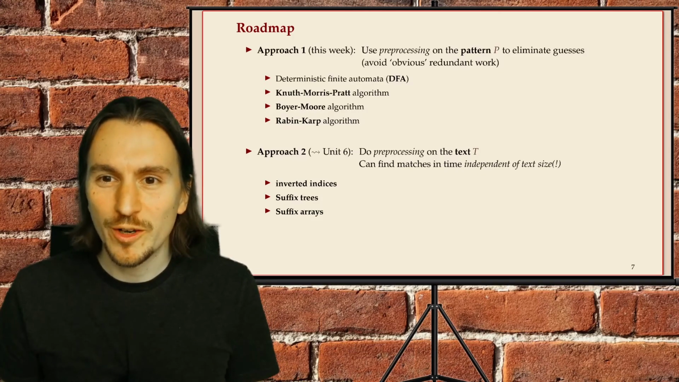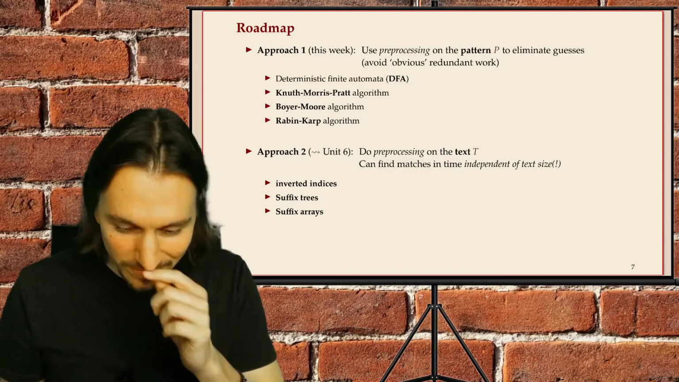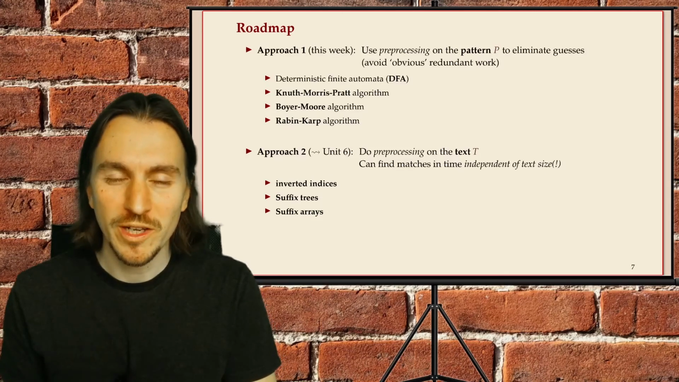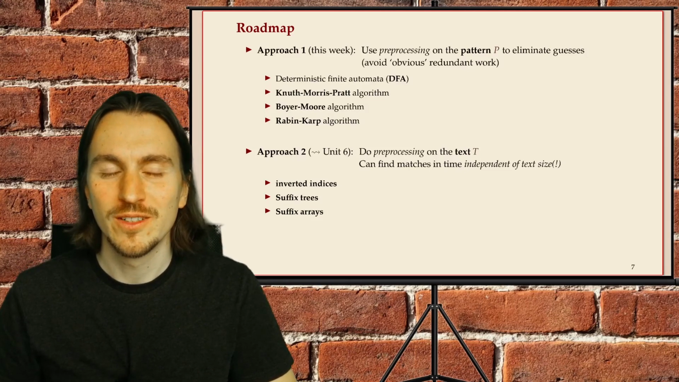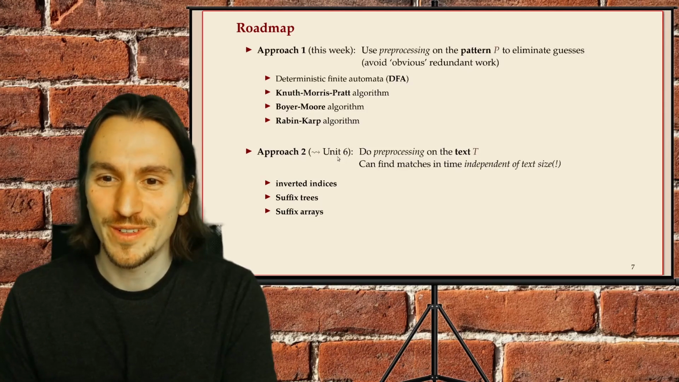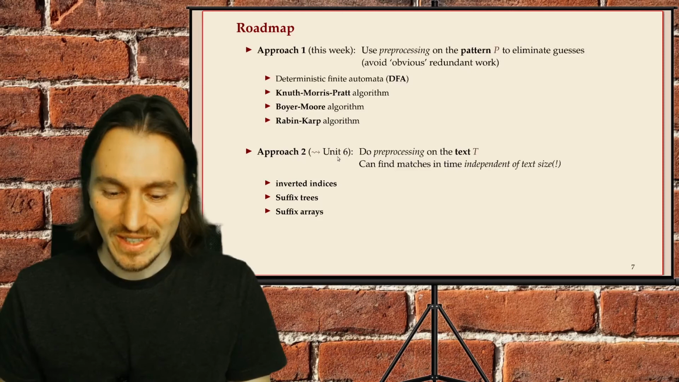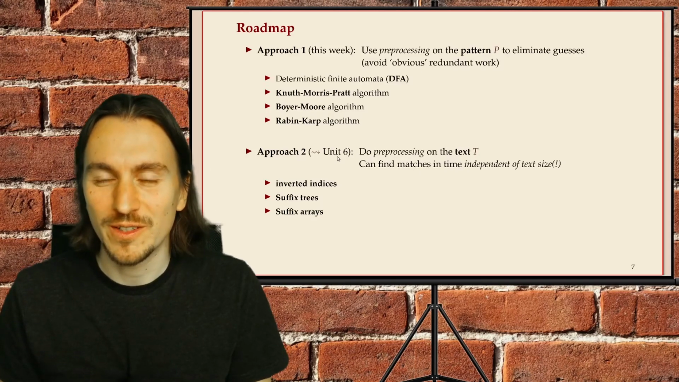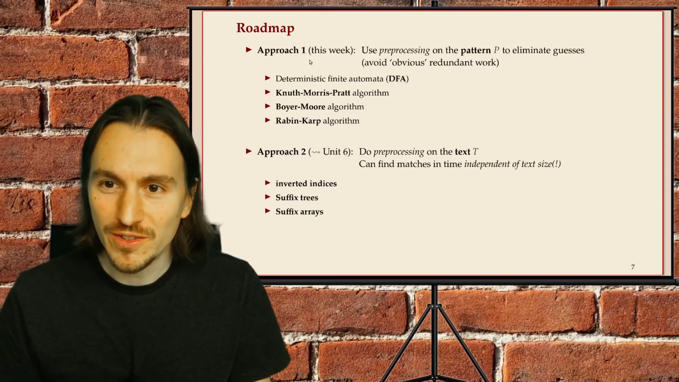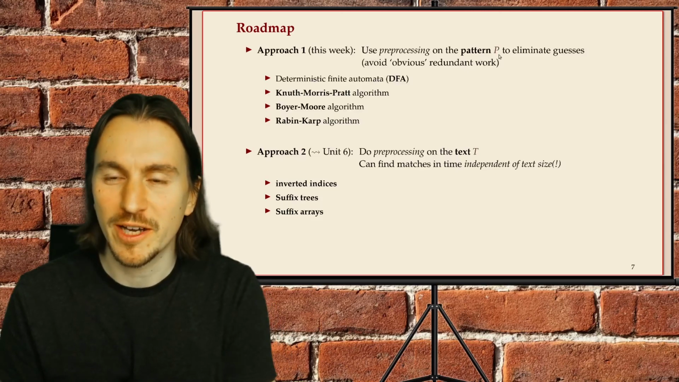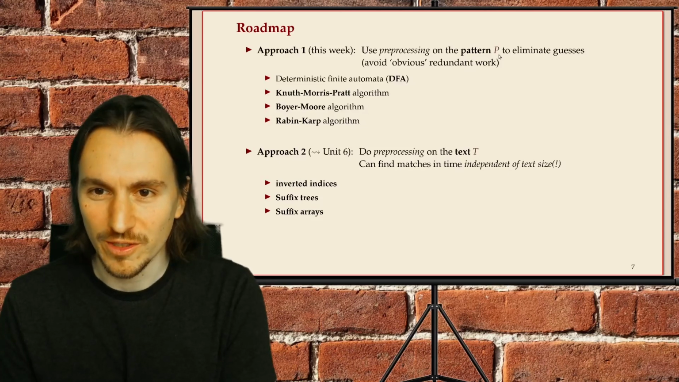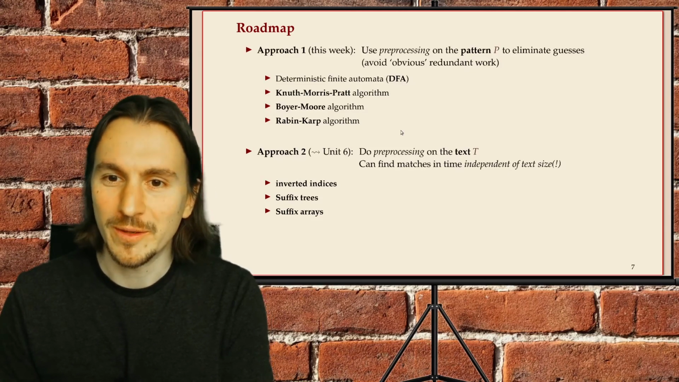Then let's move on. I have a little roadmap here, because this week and Unit 6, which we'll talk about in a week or two, maybe starting before Easter and finishing after Easter, depending on how it works out, belong a bit together. They both discuss the problem of finding patterns in text. There are two approaches really. One is that we spend some time looking at the pattern closely to avoid redundant work when we find it in a new text. This is what we'll look at today.